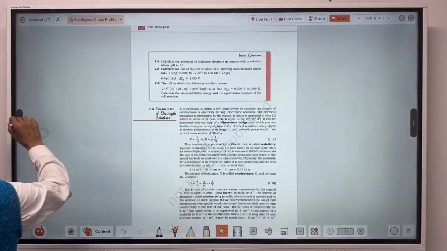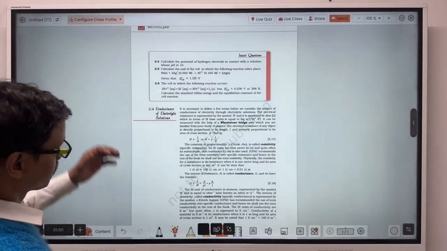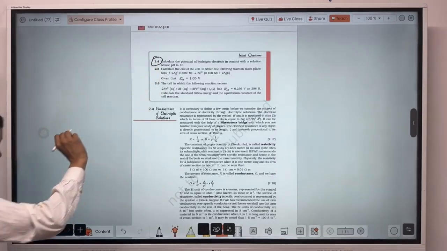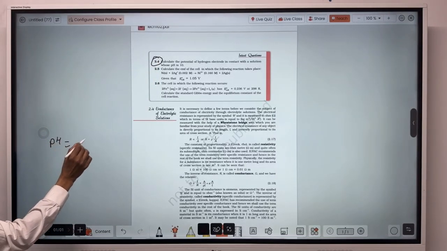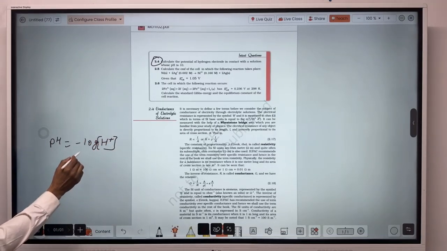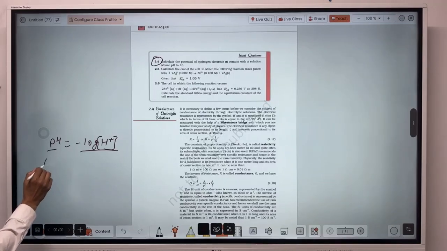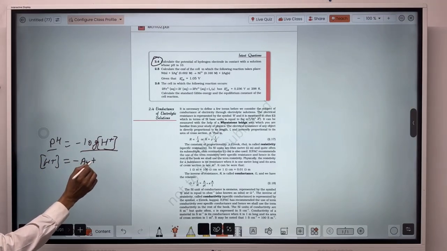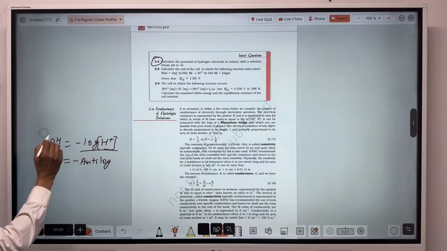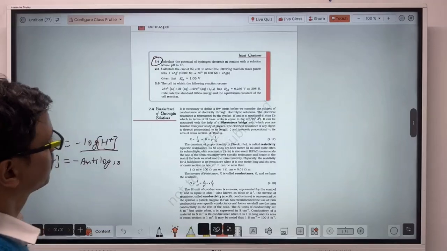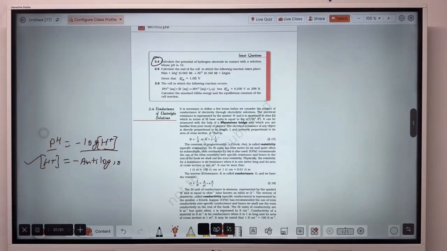About this question, I just hint you the potential of hydrogen. So actually pH is given. For question number 2.4, you should know pH is equal to minus log of H plus ion concentration. So the concentration of H plus ion you can find out very easily, because this one comes to this side, minus antilog of pH. pH is given as 10. So you can find it out, and then when you find the concentration of H plus ion, then the electrode potential of hydrogen at that concentration you can find out.